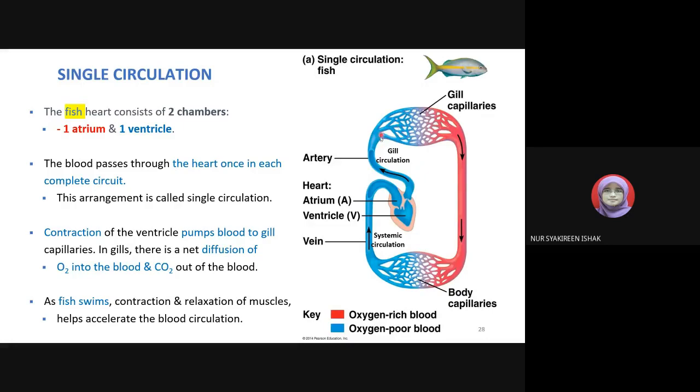The ventricle pumps the oxygen poor blood to the gills. When the blood reaches the blood capillaries within the gills, gaseous exchange will occur. Carbon dioxide diffuses out, oxygen diffuses in into the blood, so the blood will become oxygen rich blood. Oxygen rich blood will enter into blood vessels that distribute oxygen rich blood to all other parts of the body.